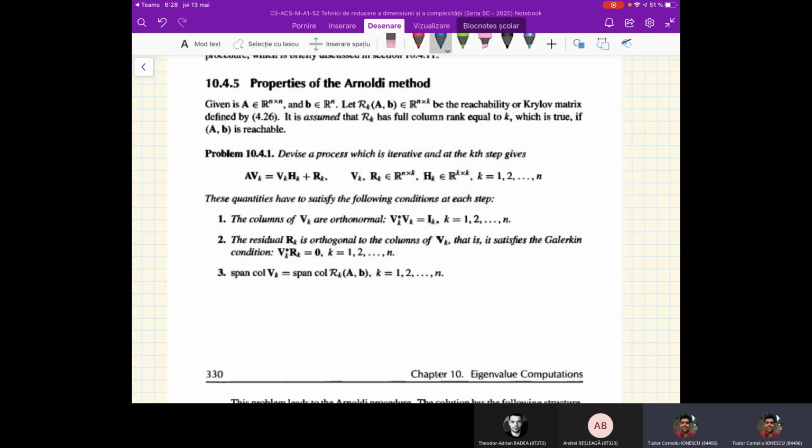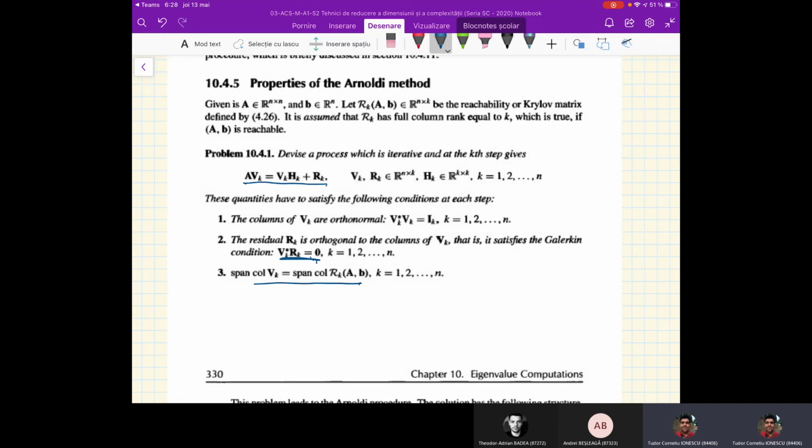That's R. And the problem is you would like to derive a process which is iterative, and at the kth step yields this iteration. These quantities have to satisfy some conditions. Vk has orthonormal columns, so Vk star Vk is the identity. The residual Rk is orthogonal to the columns of V, so they satisfy the so-called Galerkin condition.